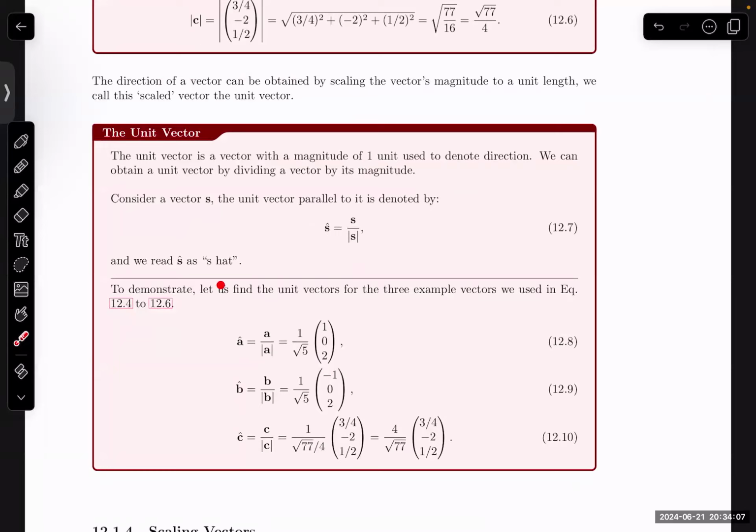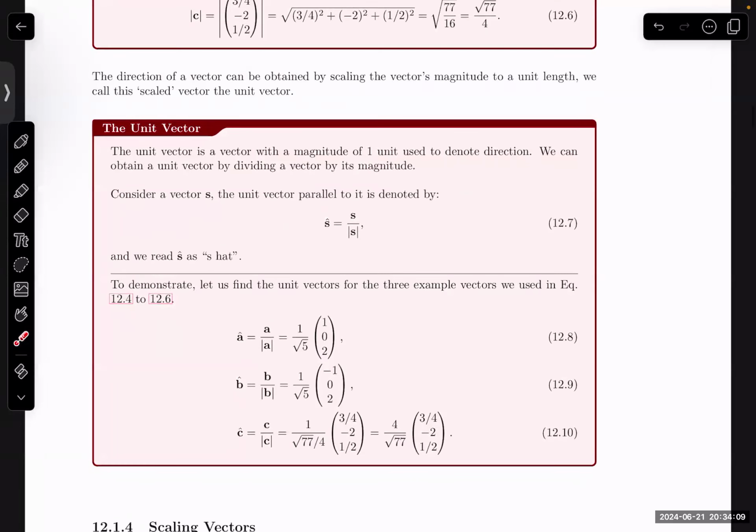I'm not going to read this out, but you can look at how we can get a unit vector for, let's say, a vector S.